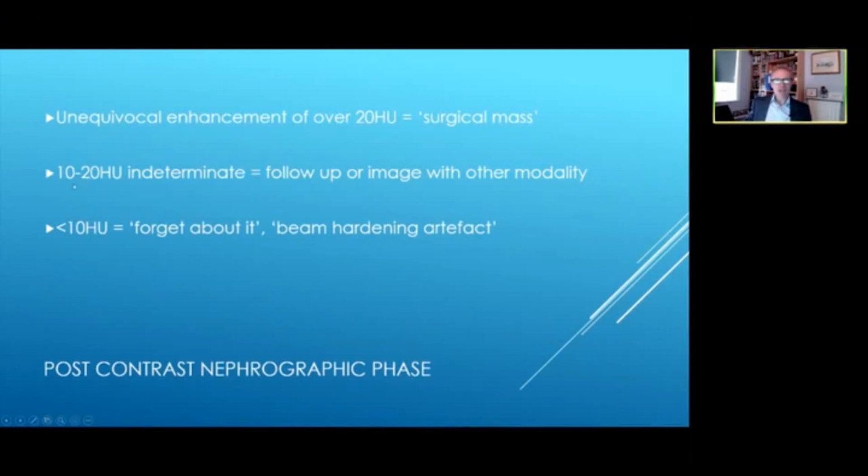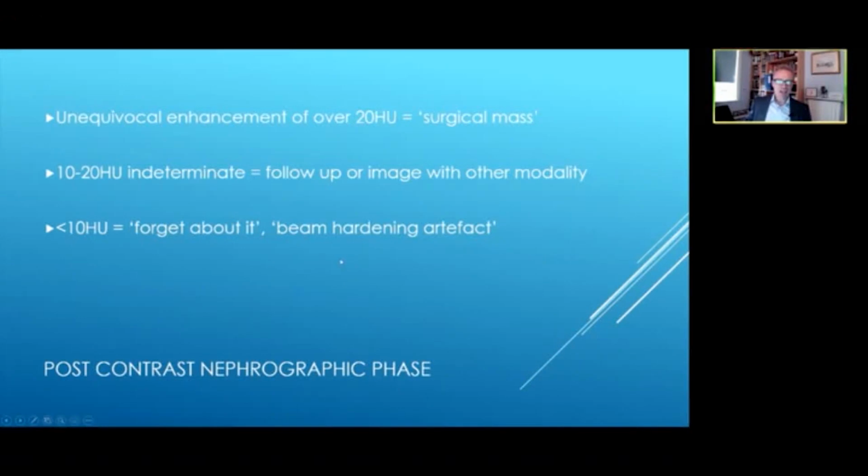If it's indeterminate, 10 to 20 Hounsfield units, you have to decide whether you're going to follow this up, if it's appropriate, or image with another modality. That could be contrast-enhanced MRI or ultrasound. If it enhances by less than 10 Hounsfield units, this is a forget-about lesion. This is due to beam hardening artifact.